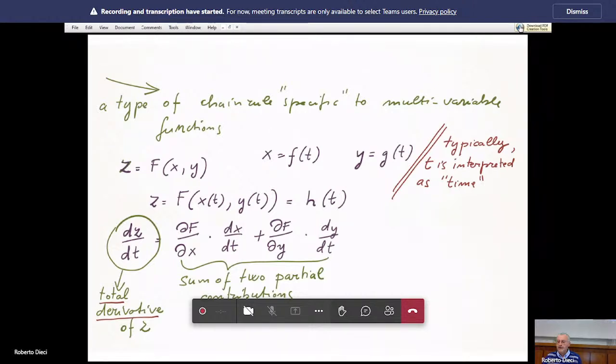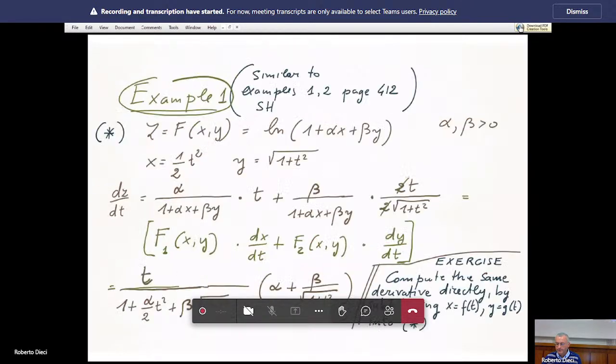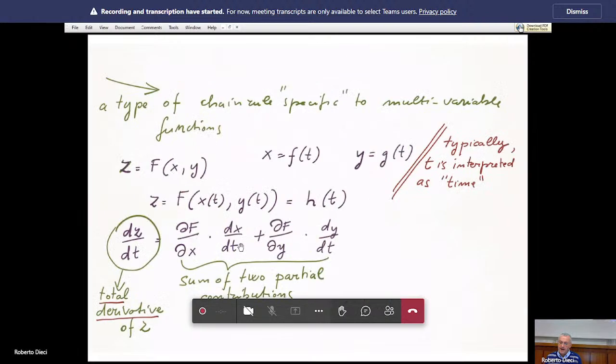Okay, this is an example. What is the next step that we will study later is that sometimes we don't need to know exactly what is the time derivative of z, but we are interested in the time growth rate of z.